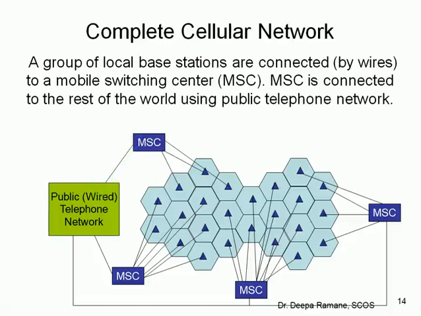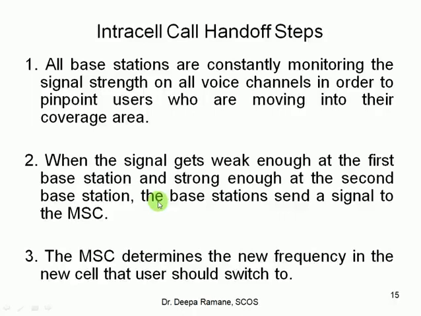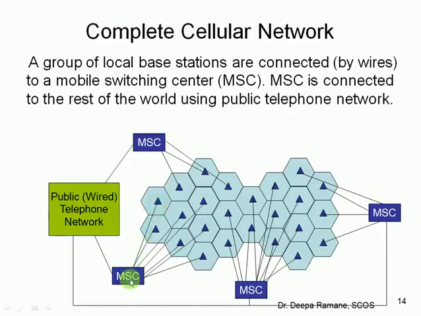So basically your call, if I am here, goes to the tower, then from this tower the call will go to my mobile switching center. From this mobile switching center it will be given to the public telephone network. If the person to whom I am calling is in this particular cell, then the telephone network will transfer that call to this mobile switching center, and this mobile switching center will transfer this call to this particular cell. This is how your mobile cellular network operates.